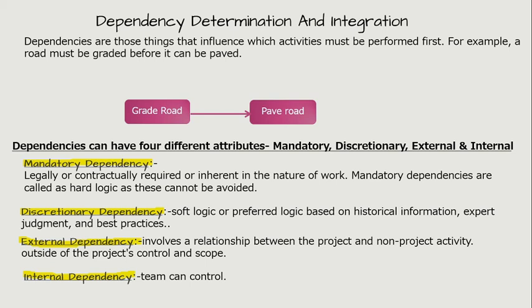Internal dependency. Internal dependencies are those dependencies that the team can control. For example, laying of concrete on a roof slab depends upon availability of concrete. Both of these are to be managed by the project team internally. So, these two activities have internal dependency.